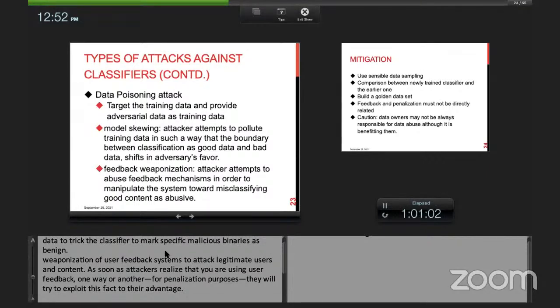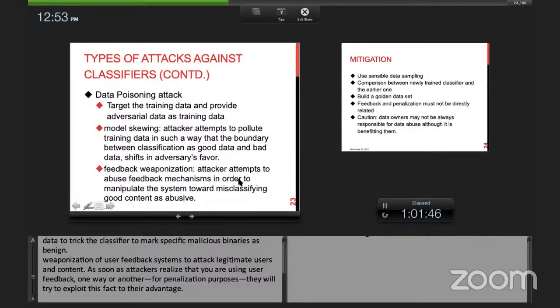Suppose the attackers have already understood, even if we do not want them to know our system, that you are using some feedback mechanism. Remember, we were thinking earlier that if we have a feedback mechanism, we would not use it as frequently as possible, because it may be utilized in a bad way. Here the feedback mechanism may be used for penalization purposes.